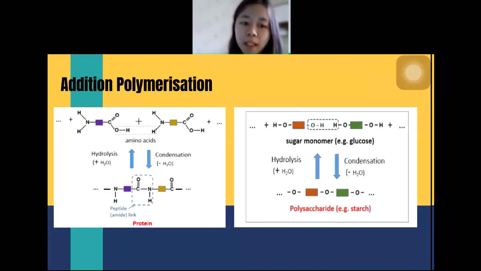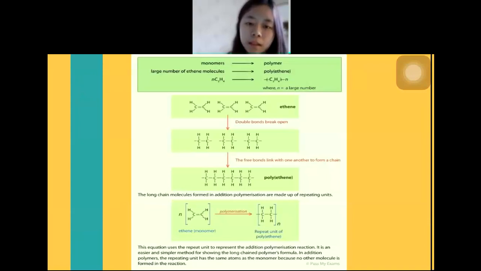And then the next one, we have polysaccharides, which are made from many simple sugar units. An example of these polysaccharides can be starch or cellulose. And these can be hydrolyzed back to simple sugars by heating with dilute HCl. This is the summary for how we can do addition polymerization. So first you have to break the double bonds open so that they can form links with each other. And then they form one long chain known as the polymers. And then you can put them in brackets like how I said earlier.